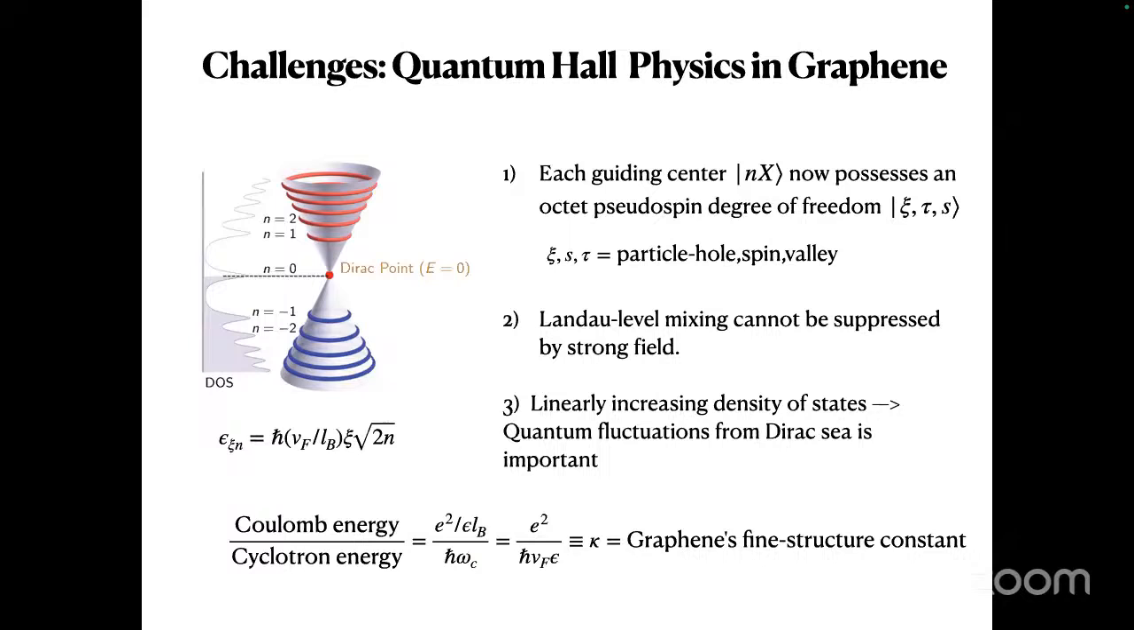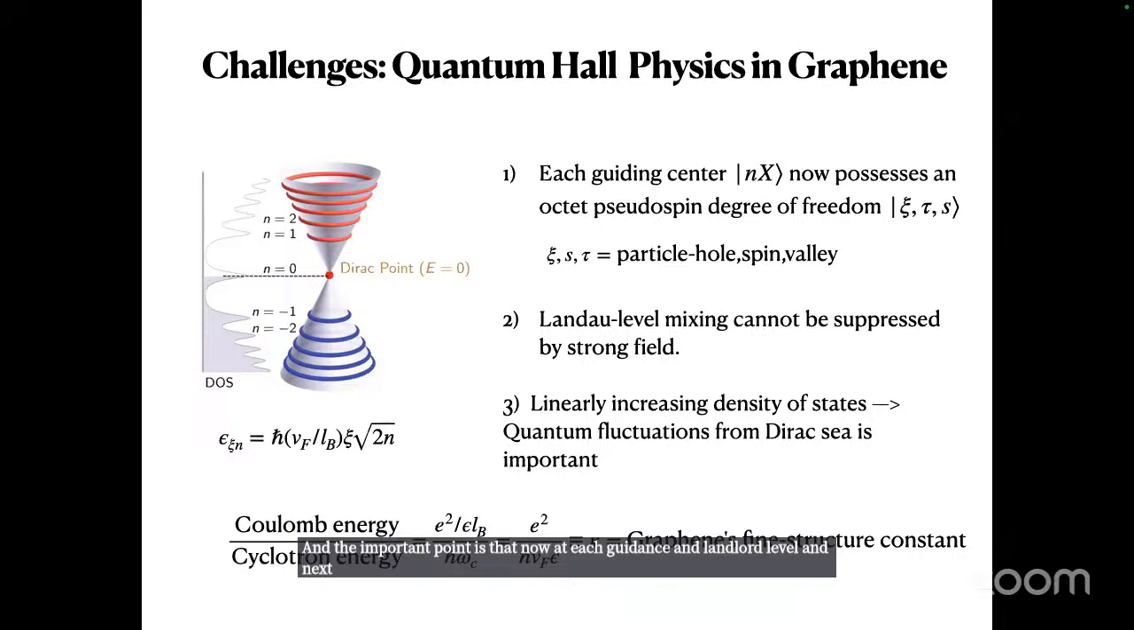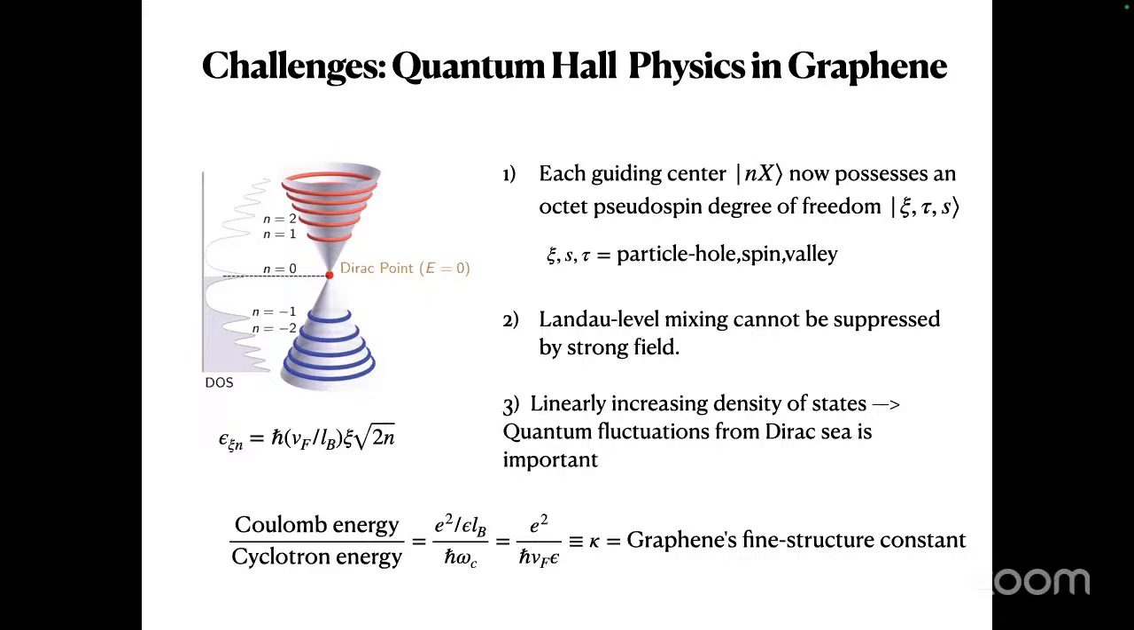And the important point is that now at each guiding center, Landau level and X, your system has an octet pseudospin degree of freedom, where the octet pseudospin comes from the real electron spin, the valley, and psi. In graphene, there are two low energy Dirac points at opposite Brillouin zone corners, and that's known as the valley. And psi is basically the particle index, reflecting the sublattice degrees of freedom.